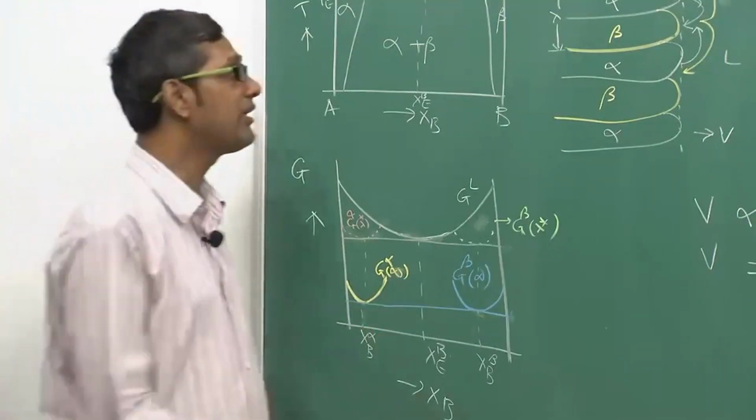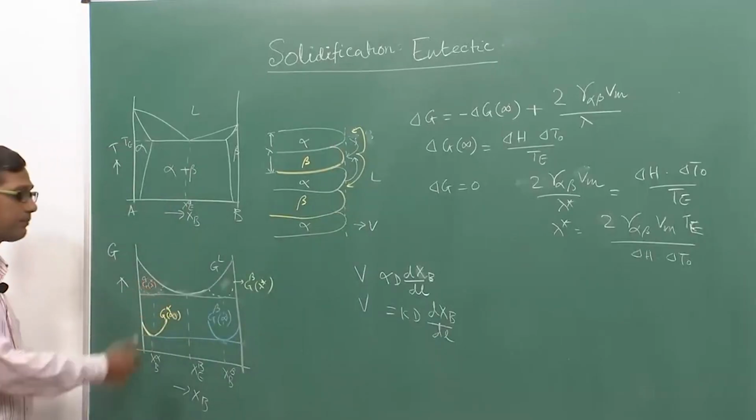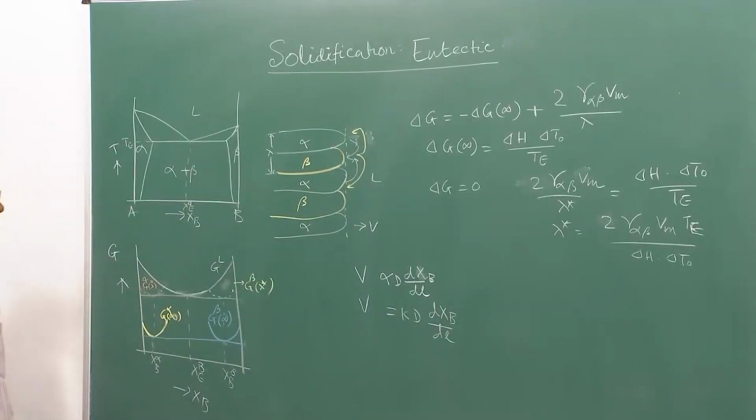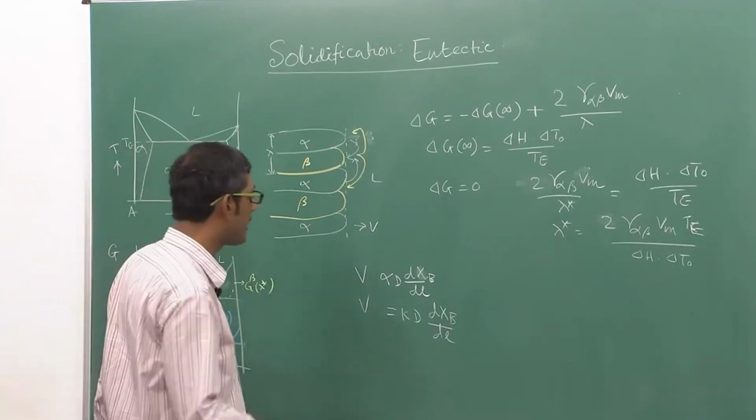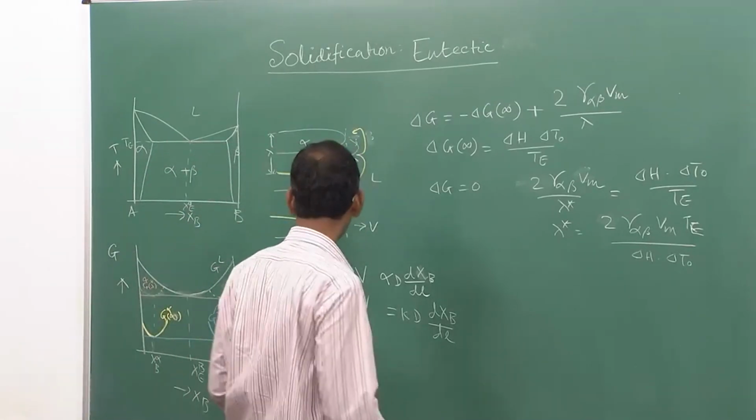So therefore in front of both the alpha and beta, the compositions of the liquid are the same, there is no compositional gradient available, but for the growth to happen there must be a composition gradient created. So how can we actually do that?